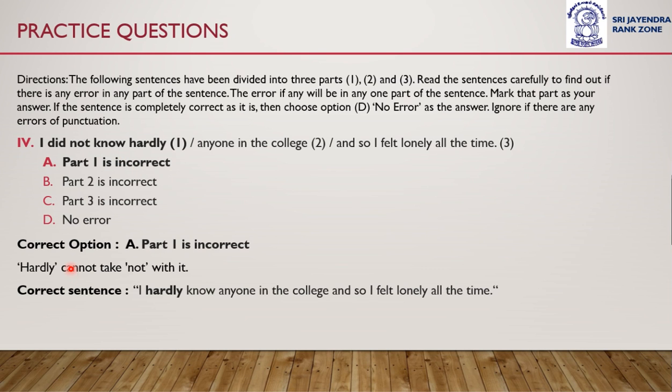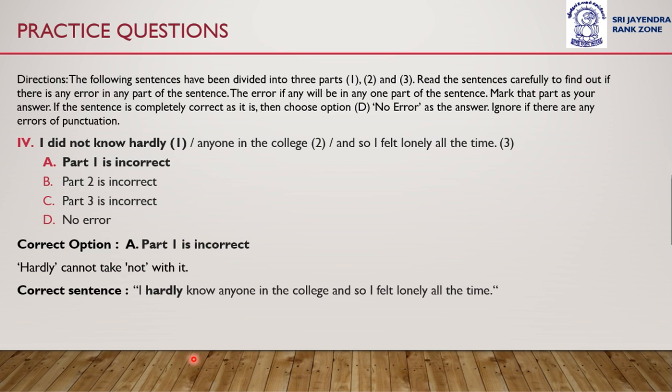How? Because hardly cannot take not with it. We cannot use not and hardly together. This is a rule that we discussed already, that hardly, scarcely, and a few other words cannot be clubbed together with not or never. Why? Because double negatives cancel each other. So we cannot use double negatives in a single sentence.